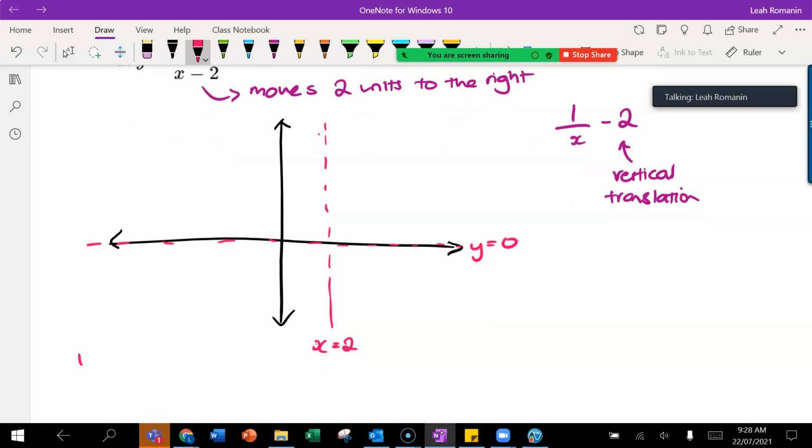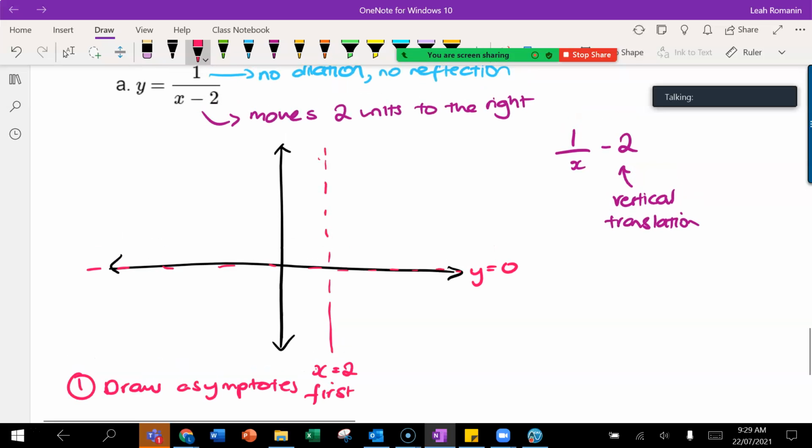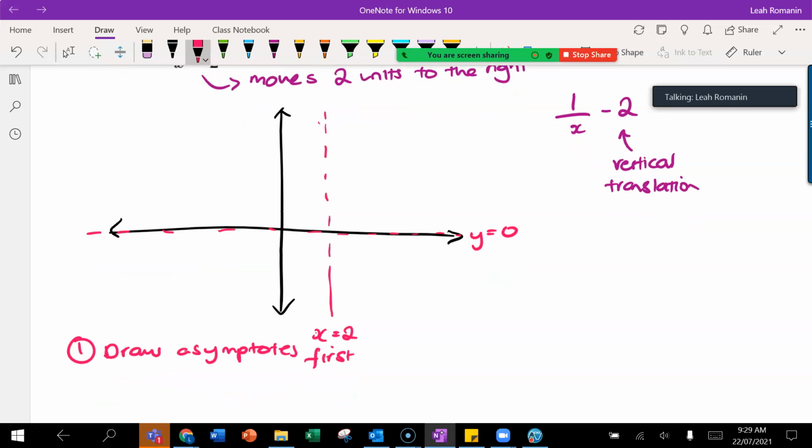So as you'll notice with this graph, I'm drawing my asymptotes first, so you can get an idea of where to put your lines. People that do it the other way around confuse me. I don't get it. I need the guide of the asymptotes. So I always draw them first, and then your second step is to draw your graph.